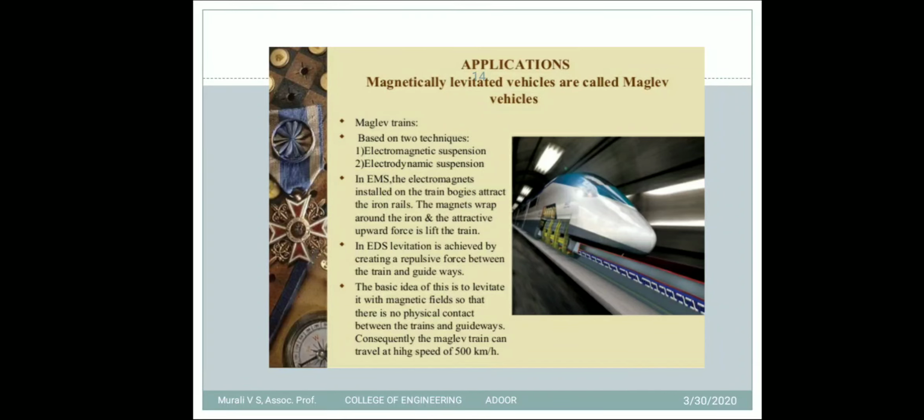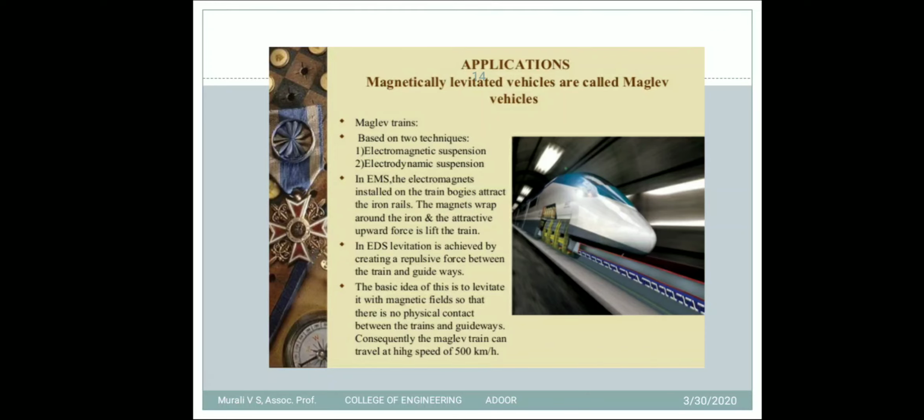Levitation means something that gets suspended in air, that is, floating in air. In the case of a superconductor, because of its diamagnetic property, a superconducting material can be made to float in a magnetic field. That is because of the repulsive force. If you place a superconducting material over a bar magnet, it will float over the bar magnet because of this repulsive force. Now there are two different methods by which you can make a high-speed transportation system. One is based on electromagnetic suspension and the second one is electrodynamic suspension.